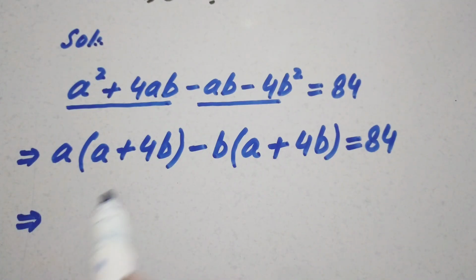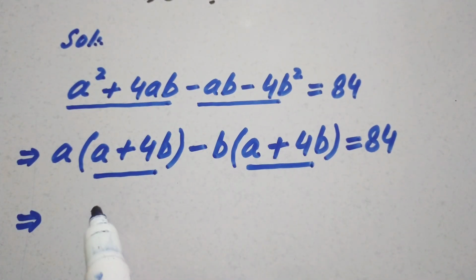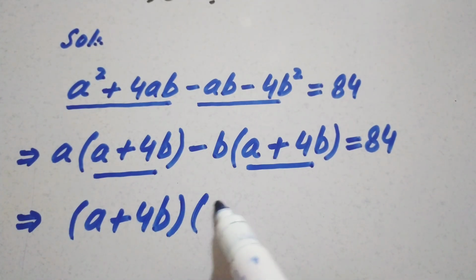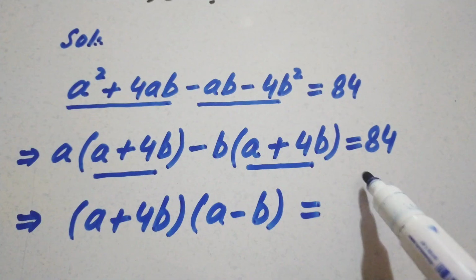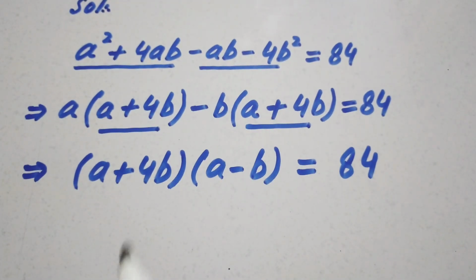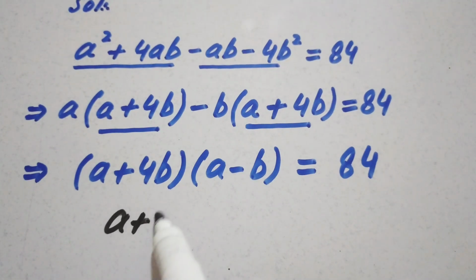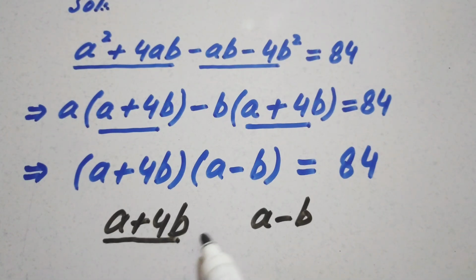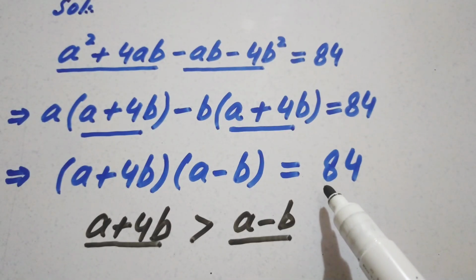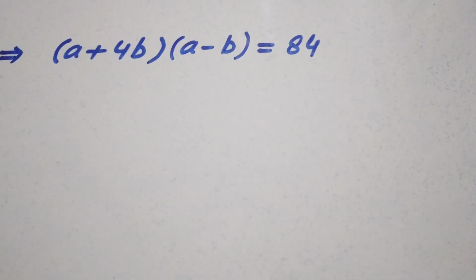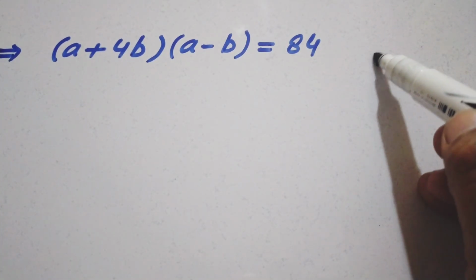Now a plus 4b is a common factor, and the second factor is a minus b, and this is equal to 84. From this equation, it is clear that a plus 4b is greater than a minus b. So we will write all the possible factors of 84 such that a plus 4b is greater than a minus b.